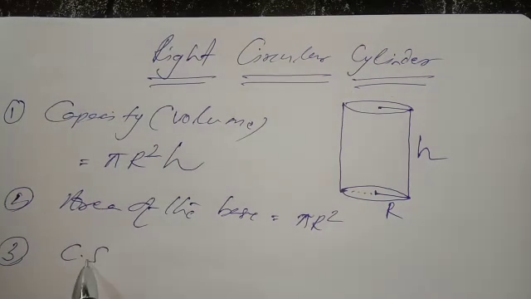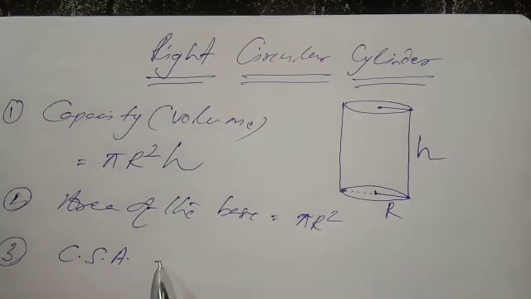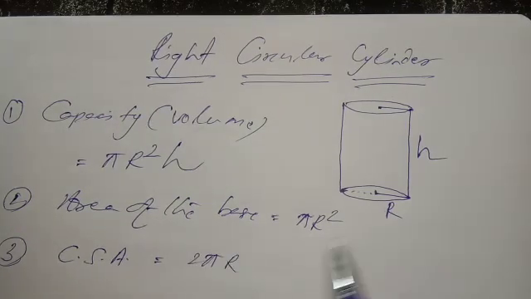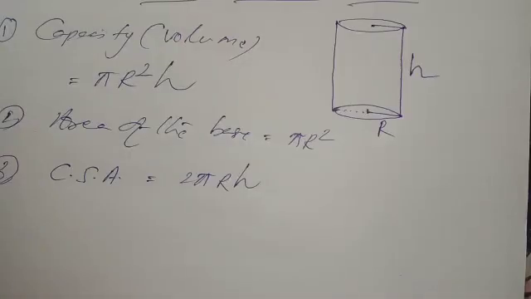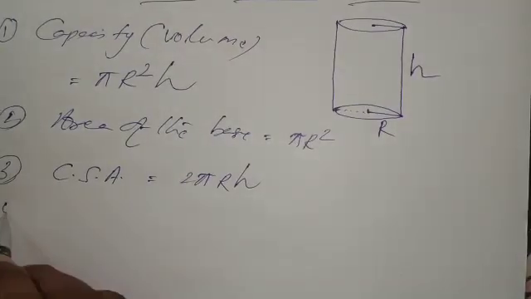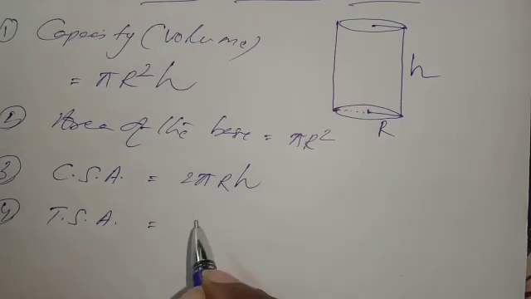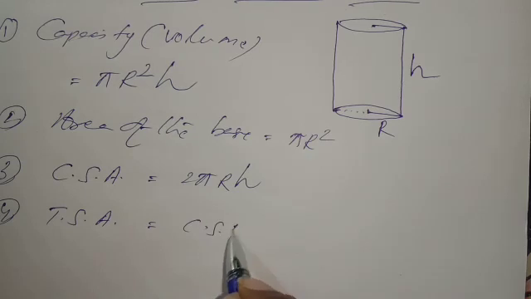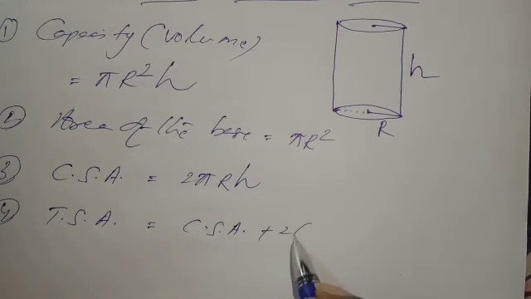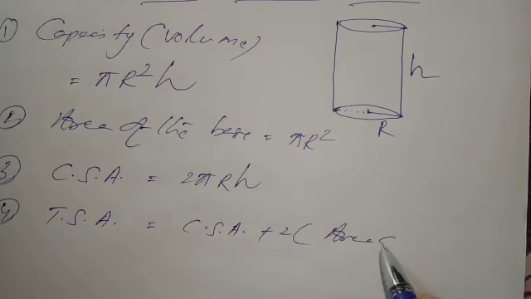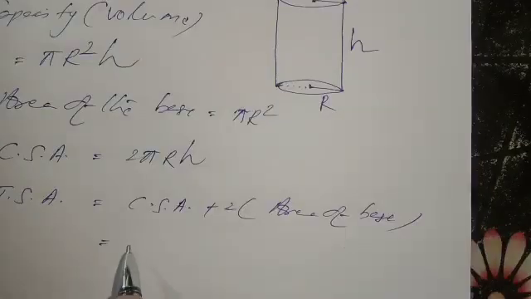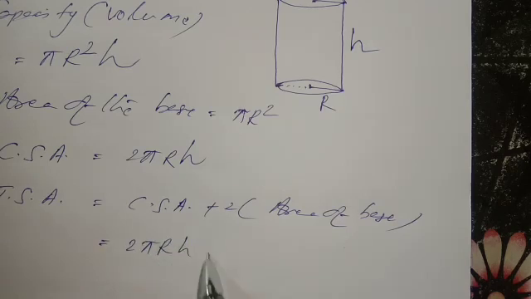Curved surface area. The formula is 2 pi r, meaning the circumference of the base, into h. Next is total surface area. The total surface area formula is curved surface area plus 2 into area of base. The curved surface area is 2 pi r h plus 2 into pi r square, the area of the base.